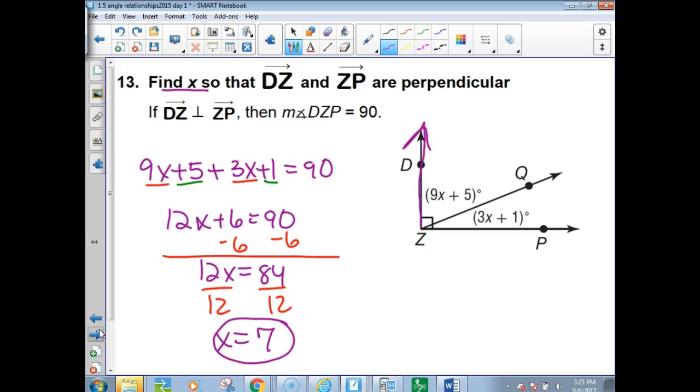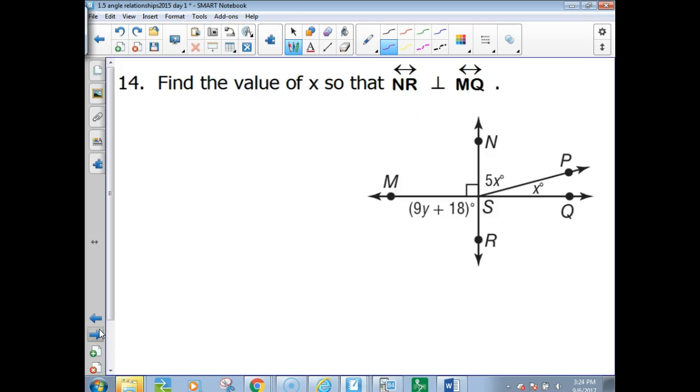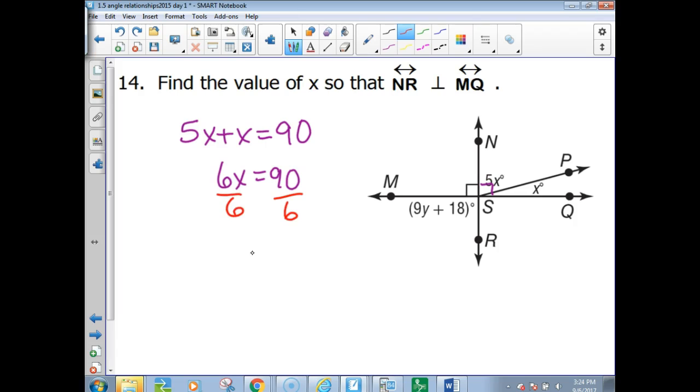Are we good? May I go on? All right, this one says find the value of x. So line NR is perpendicular to line MQ. That means we've got right angles in all these corners. So if I want to find x, I'm going to use 5x and the x. They add up to 90. 5x plus x is 6x. Divide by 6. x is 15, right?